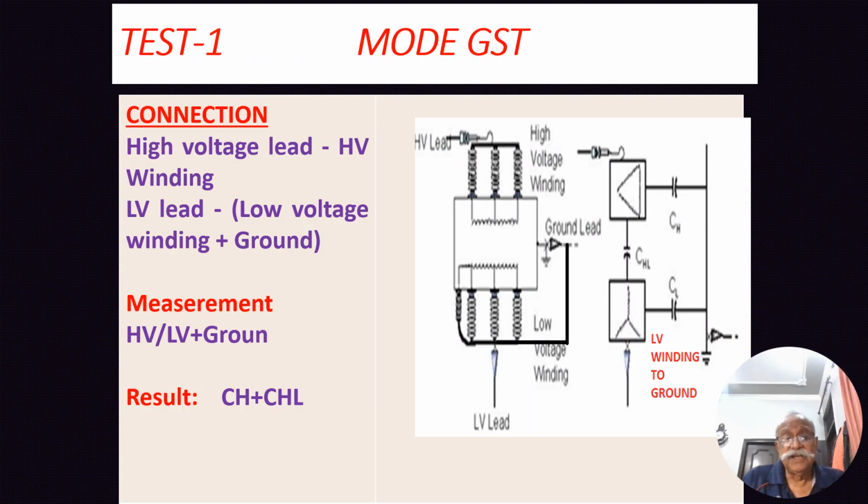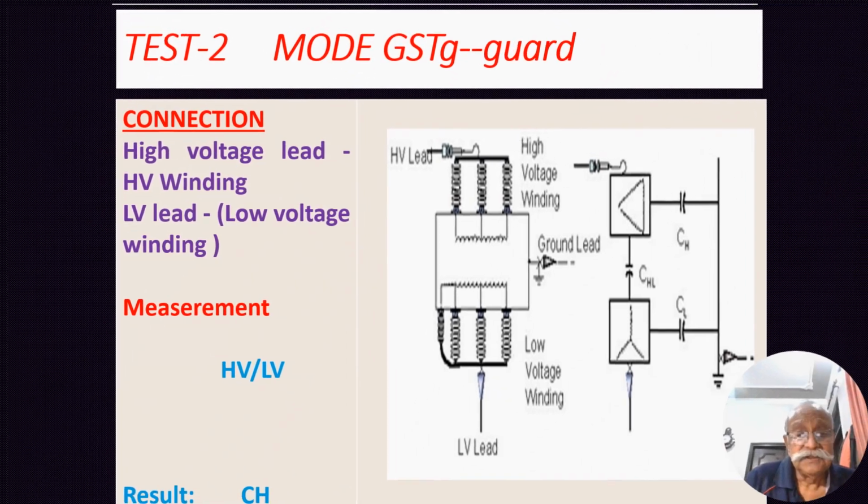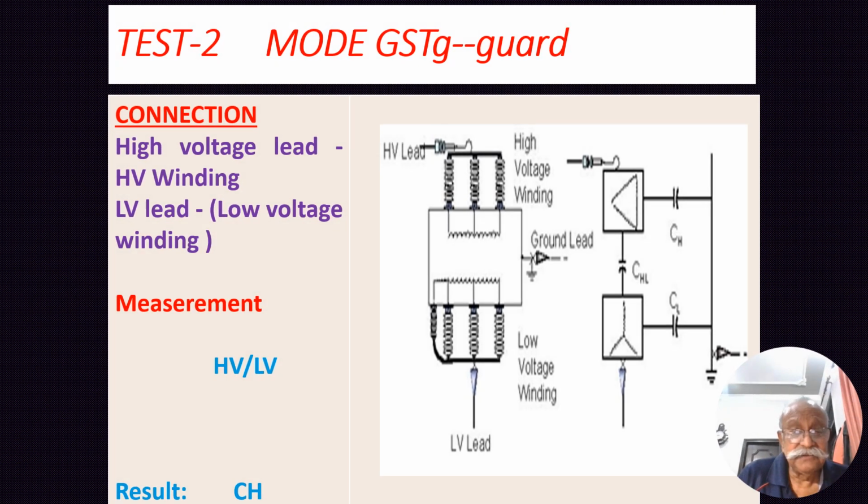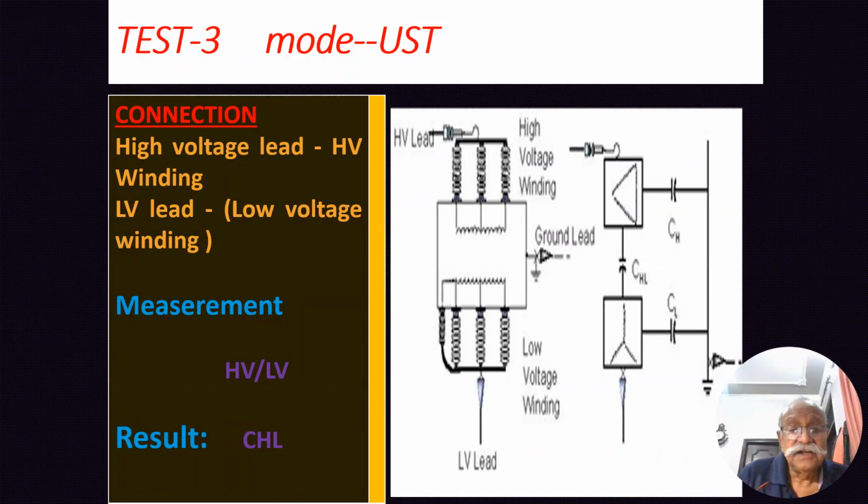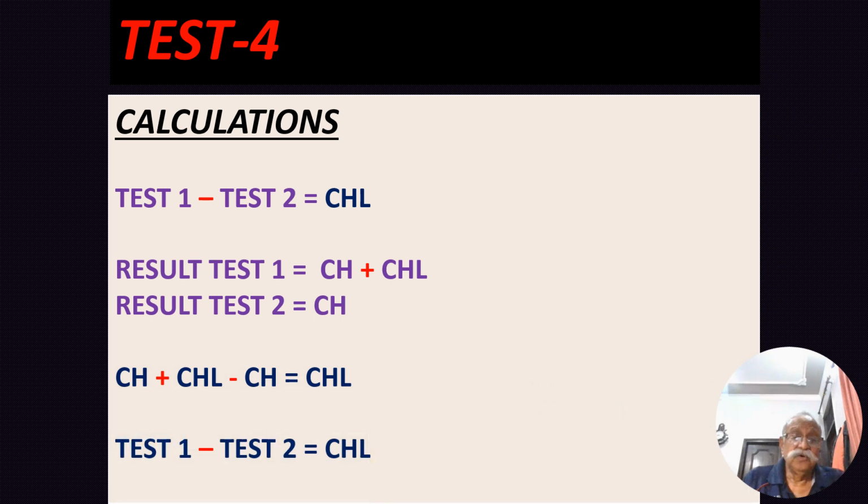So GST mode, again I have represented over here, the result will be CH plus CHL. In GST mode, measurement will be the result. In GSTG mode, the result will be CH only. And in UST mode, the result will be CHL only. So test 1 minus test 2 is equal to CHL.